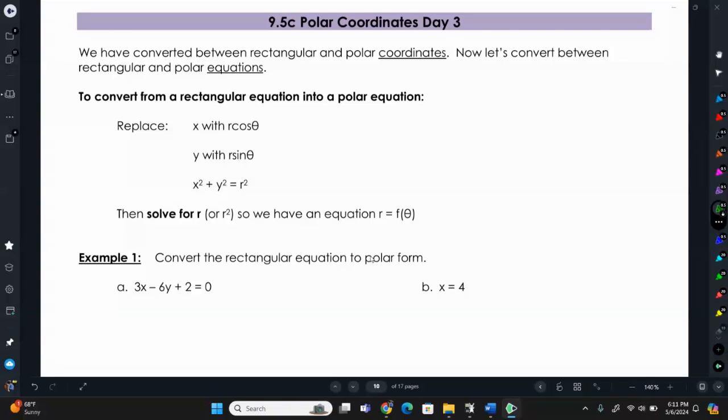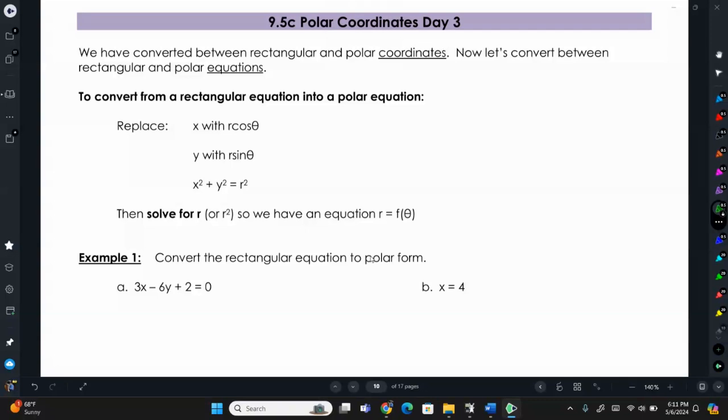All right, so we've converted polar coordinates and rectangular coordinates back and forth with each other. Now we're going to look at polar and rectangular equations and how we can convert those back and forth. A couple of things that we need to define before we do that.